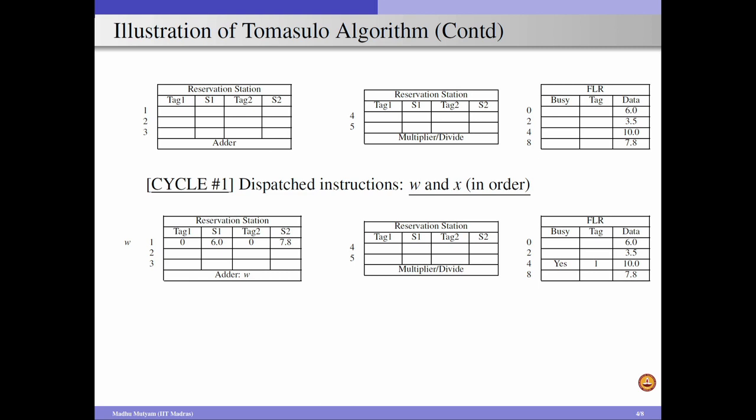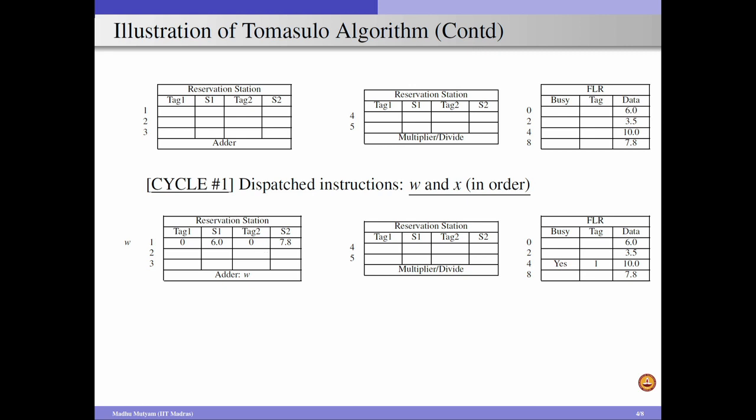So W is issued, but we know that W instruction is nothing but add R4, R0, R8. So it reads values from 2 registers R0 and R8, but R0 is having the value 6 and R8 is having the value 7.8. So whenever the registers have the value, then we can supply that value directly to the reservation station when we are dispatching this instruction to the reservation station.